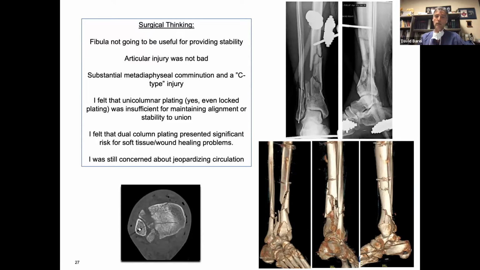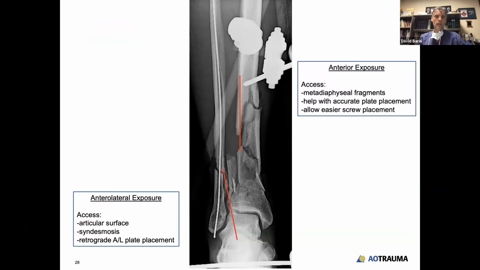So I really worried that dual column plating would present significant soft tissue risk and problems, and I still didn't want to be the guy that tipped over his vascular situation to the negative so that he ends up having a serious complication. So for him, I decided to use this as an adjunctive technique.